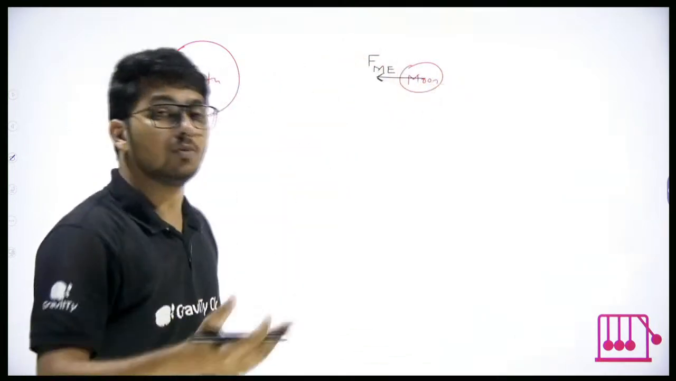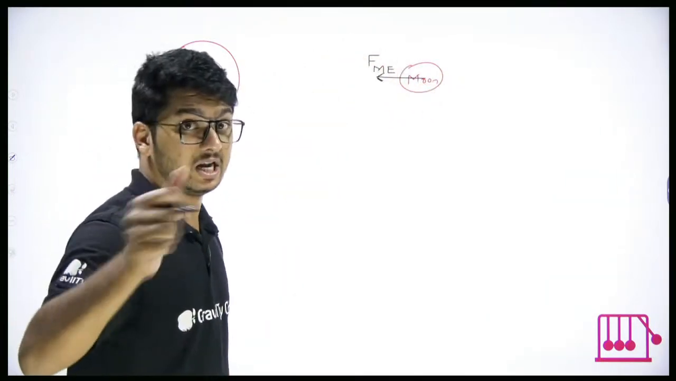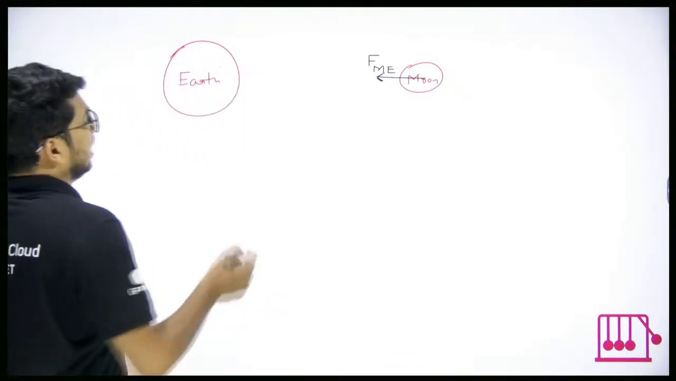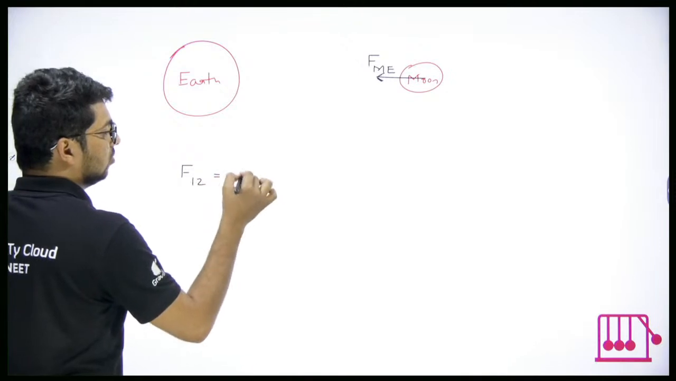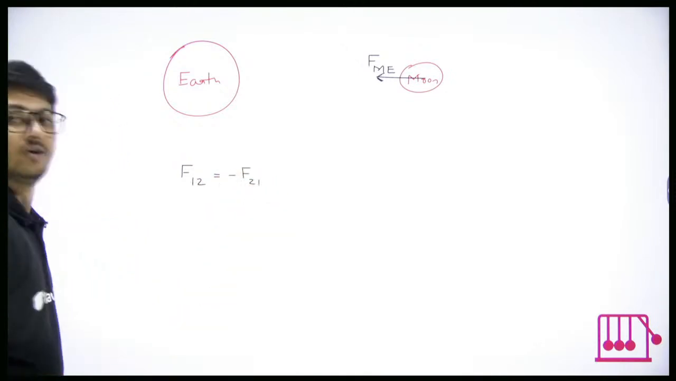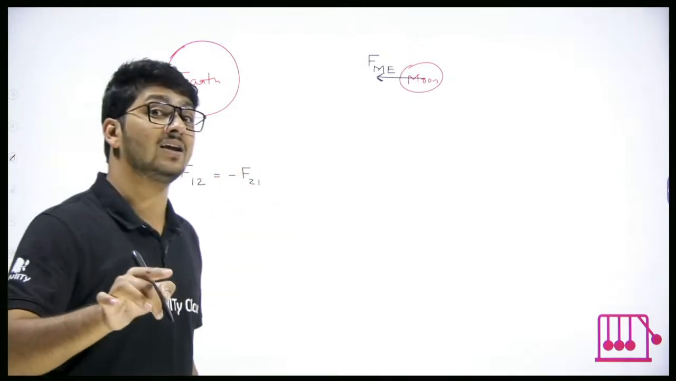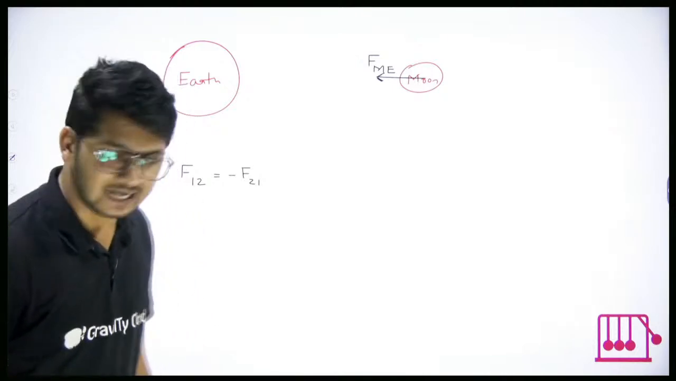FME, force on moon by earth. Newton's third law, remember that. Now according to Newton's third law, F12 is equal to minus F21. For every action there is an equal and opposite reaction.